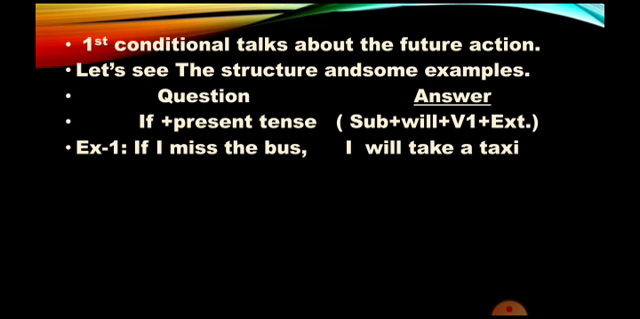In that case, you will have to write down the answer following the structure. The structure is subject plus will plus V1 plus extension. So, the answer to the question, if I miss the bus, will be: I will take a taxi. Here, the subject is I, the auxiliary verb will is from the structure, V1 is take, and the extension is a taxi.